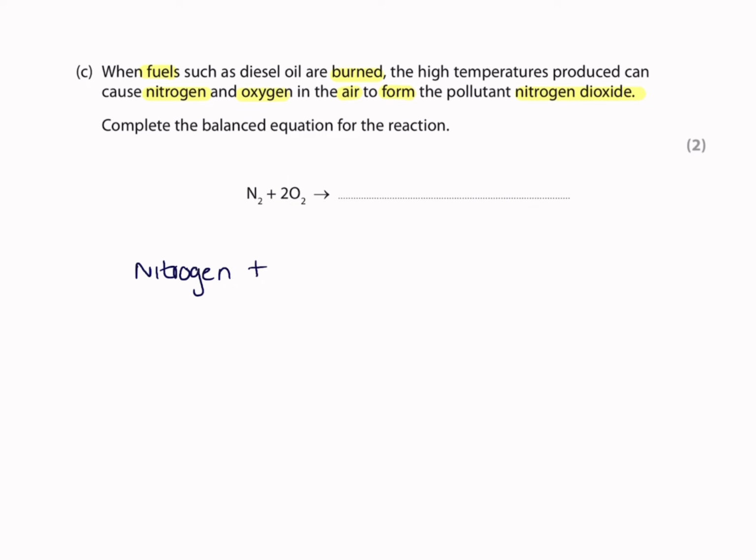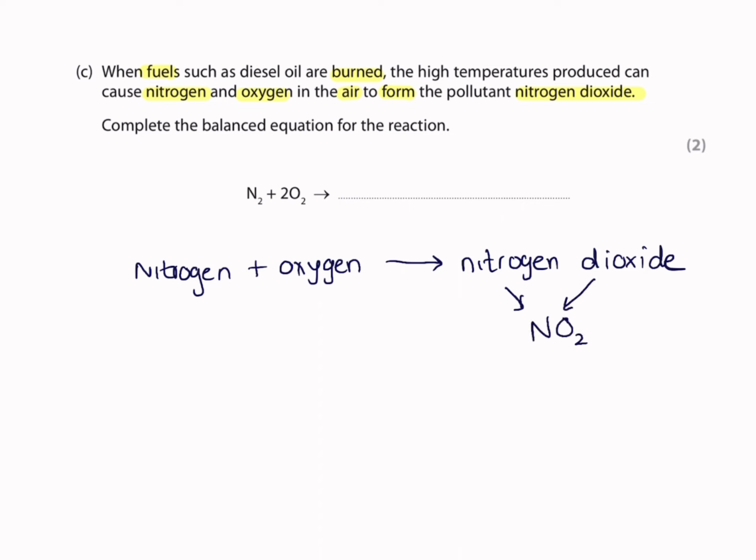So it tells us that when you've got nitrogen plus oxygen in the air, you get nitrogen dioxide. Straight away, there is your product given to us in the question. Now if we break down what nitrogen dioxide actually is as a chemical formula, we need it in that version for this question. Our chemical symbol for nitrogen is N, and our chemical symbol for dioxide is O2. The di means there's two of them. Think carbon dioxide. You've got one carbon, you've got two oxygens.